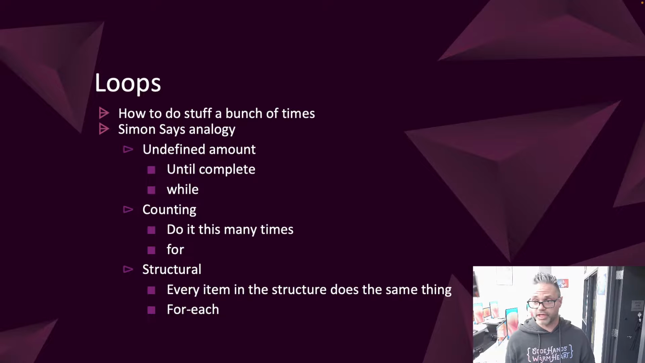Simon says, clap your hands 3 times. We clap 3 times. That's the for loop. It does it this many times. It's designed to execute a certain number of times in order. A structural loop, on the other hand, is like Simon says, everyone in that row over there, clap your hands 5 times. Okay. So Simon says with the for each, everything in that structure does the same thing. That's what a for each is designed for.